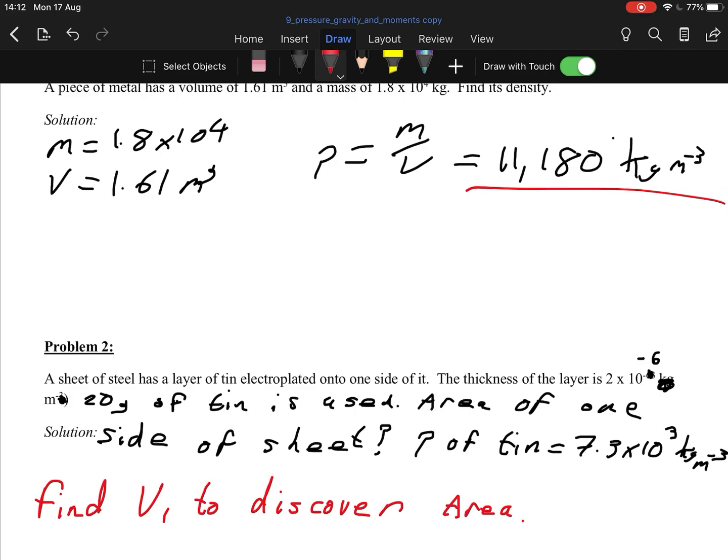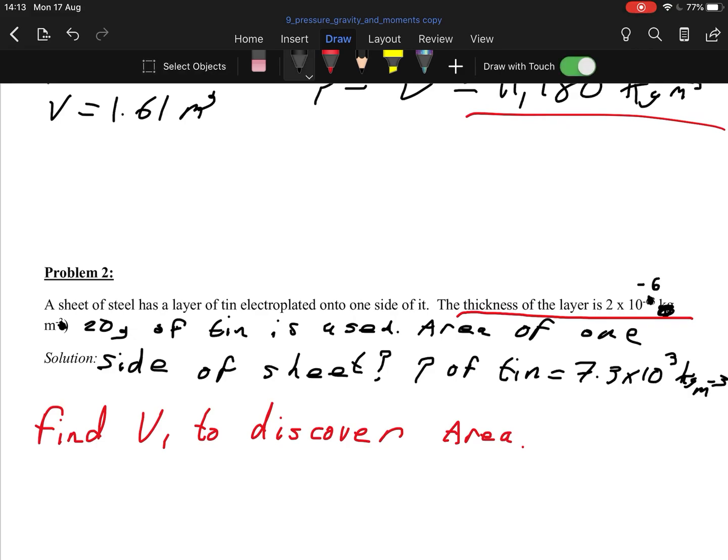So we'll find the volume. Volume is area times height. So therefore, we have the height. The height is given to us as the thickness, so area times thickness. So once we find the volume, we have the volume equals area times thickness. We can divide across by the thickness, and we get our answer. We know the volume, now the area of one side of the sheet, okay?